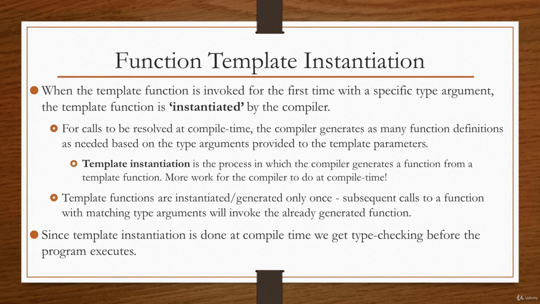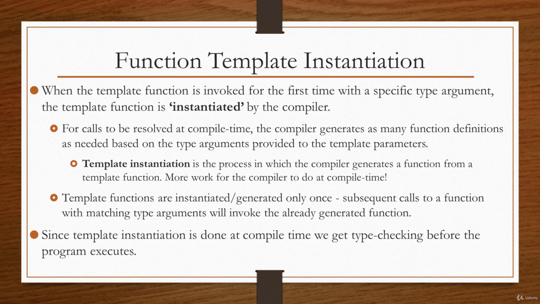And what is this instantiation? Well, template instantiation is the process in which the compiler generates a function from a template function. So function templates are just that, they are templates, and the compiler is going to generate actual definitions based on our function invocations and the types that are provided, and it will only generate those definitions that are needed.